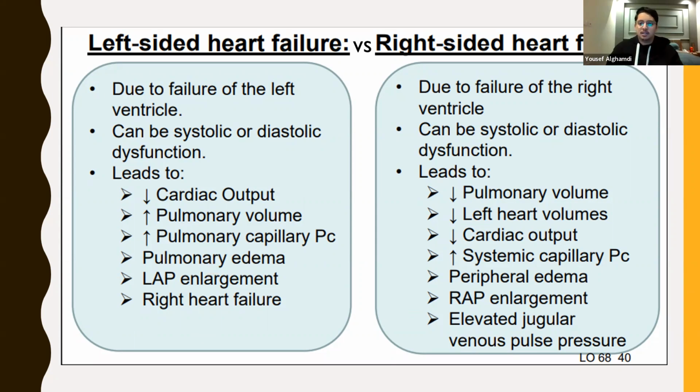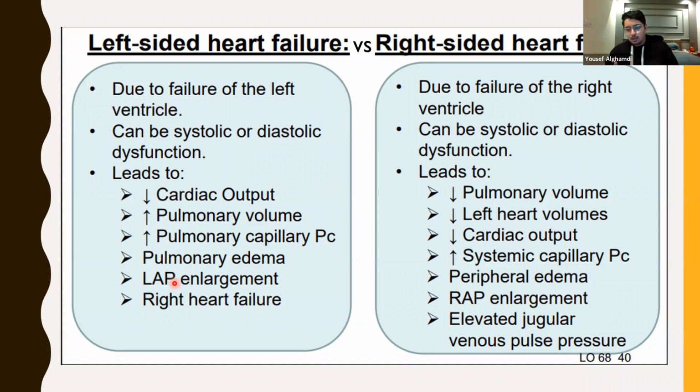Okay, I'll recap the slide quickly. So left and right-sided heart failure, right? Left ventricular failure, right ventricular failure. Both can be systolic or diastolic, so both can be due to contraction or relaxation. Both have a decrease in cardiac output, and both lead to edema. Left-sided, so the blood in the left side of the heart goes to the lung. If the blood backs up, it will back up into the lung, so you'll have pulmonary edema.